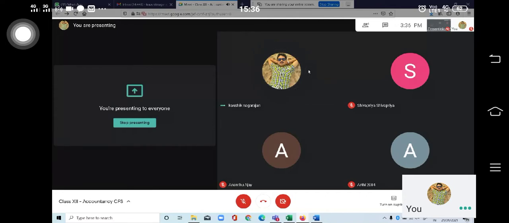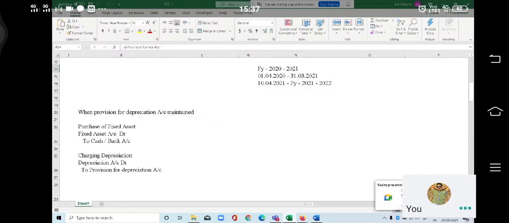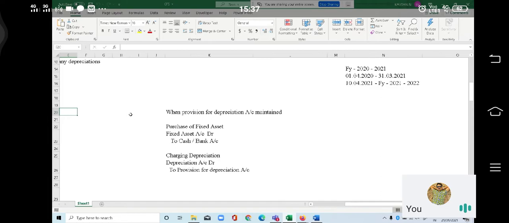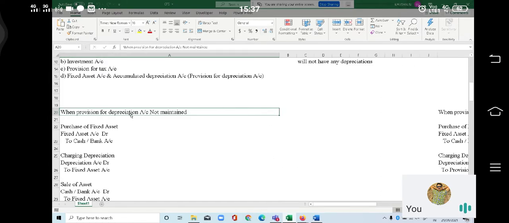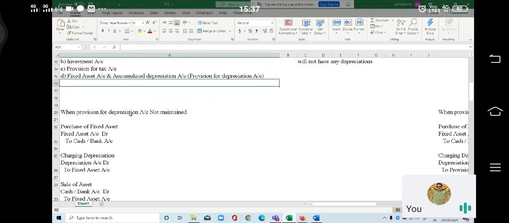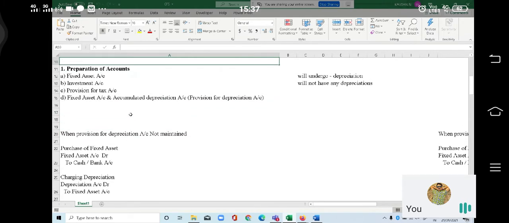Yeah. So in today's class, I'm just going to explain what these entries are. First of all, last class I also taught on provision for depreciation account, maintained and not maintained. But before that, for those who have not attended the previous session, I'm just recollecting for you.